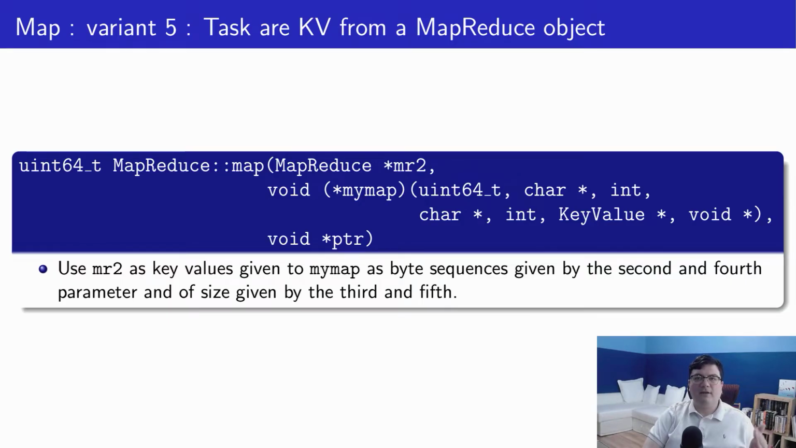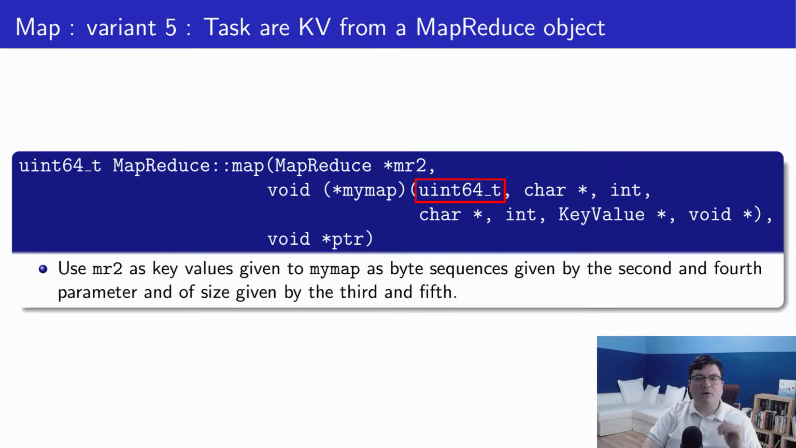Map variant 5 creates map tasks out of an existing set of key-value pairs. The map function takes an existing MapReduce object, and a map task is created for each key-value pair in that object. The user-defined function takes the key as parameters 2 and 3 in the buffer plus size format, and it also takes the value in parameters 4 and 5, also as buffer plus size.